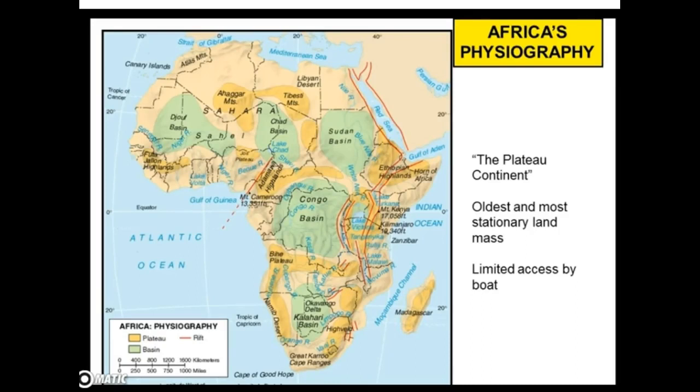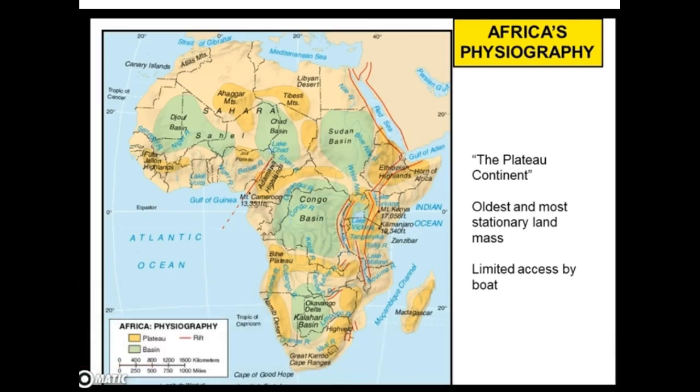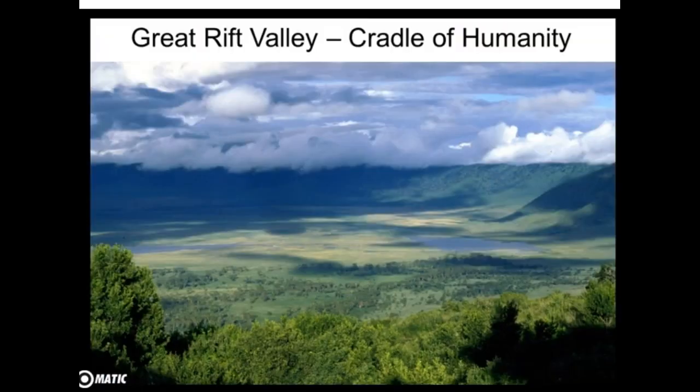Africa's physiography is quite unique and very different from the areas that we've looked at in the first 2 weeks. It's been called the Plateau Continent. You have relatively high elevations. This is the oldest and most stationary landmass on Earth, actually leading to poor soil quality for agriculture, among other things, and also is very limited in terms of access by boat. You do not have navigable rivers and bays as we saw in our lecture covering Europe a few weeks ago. So it stands in marked contrast.